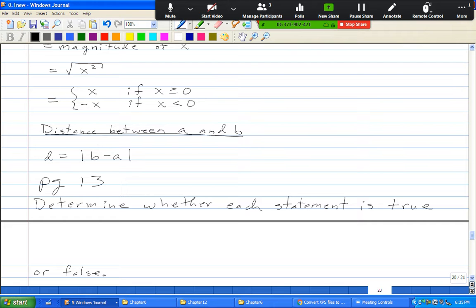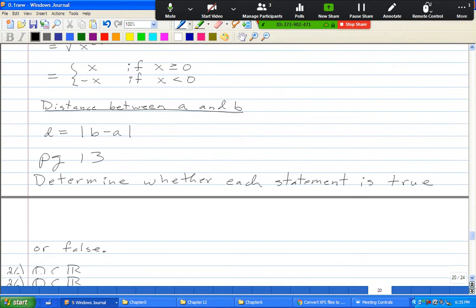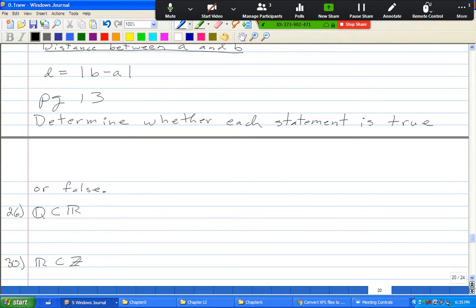On page 13, determine whether each statement is true or false. So, problem number 26. Is the set of rational numbers a subset of the real numbers? Is every rational number real? Well, sure. And so this is a true statement. If you have a fraction, it certainly has a decimal representation.